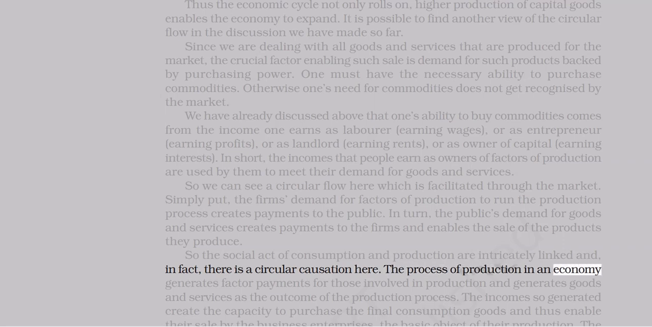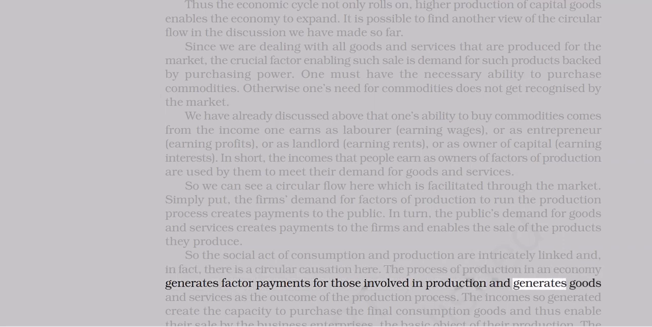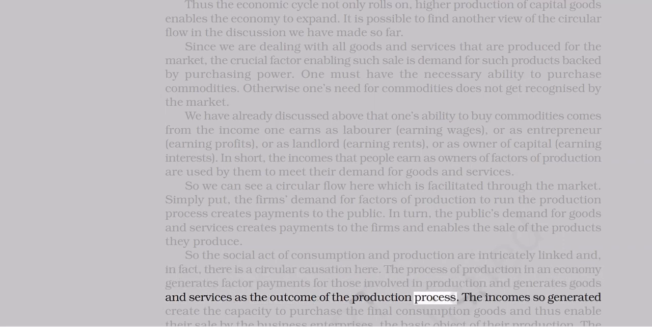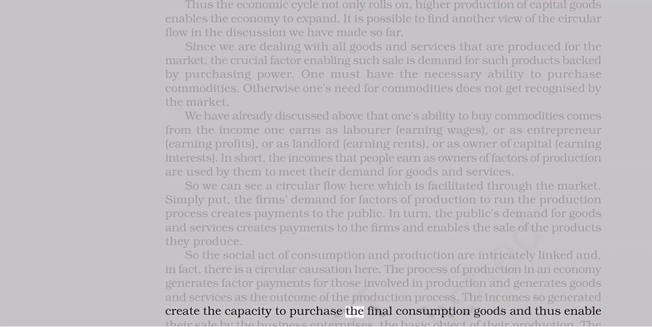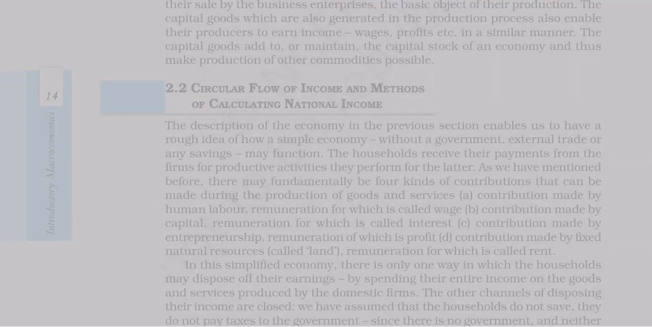The process of production in an economy generates factor payments for those involved in production and generates goods and services as the outcome of the production process. The incomes so generated create the capacity to purchase the final consumption goods and thus enable their sale by the business enterprises, the basic object of their production. The capital goods, which are also generated in the production process, also enable their producers to earn income, wages, profits, etc., in a similar manner. The capital goods add to, or maintain, the capital stock of an economy and thus make production of other commodities possible.